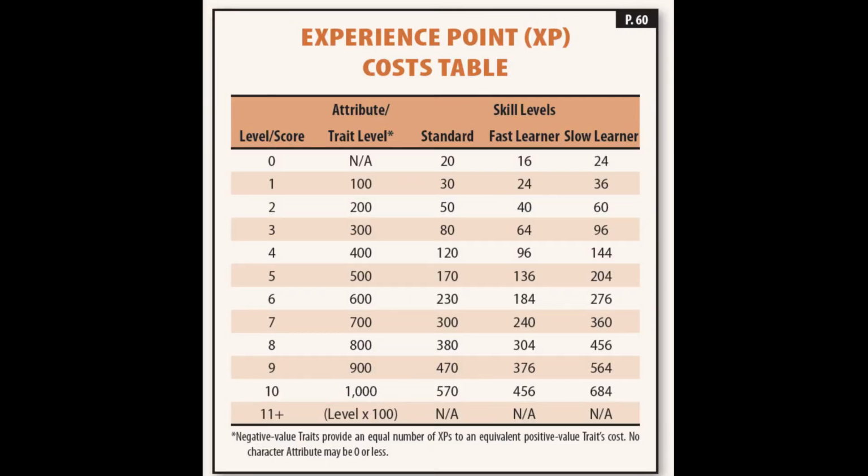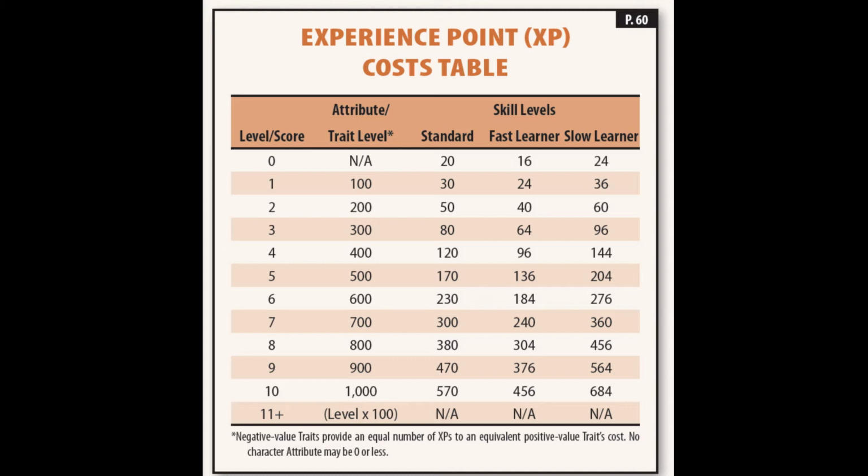Skills. We buy skills similar to how we buy attributes and traits, using the same XP cost table, but the costs are less regular. Skill levels have 3 columns of cost. The standard column is what characters without the fast learner or slow learner traits use. Characters with those traits use the fast or slow learner column respectively.